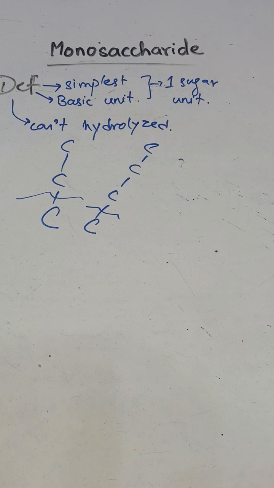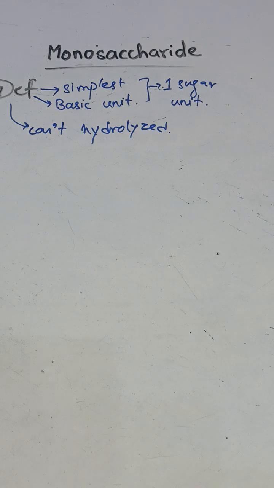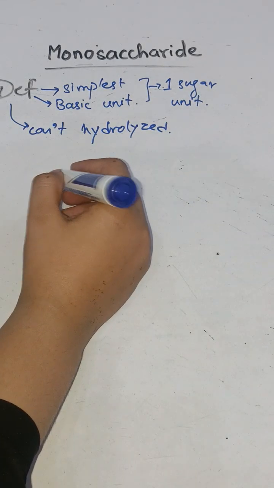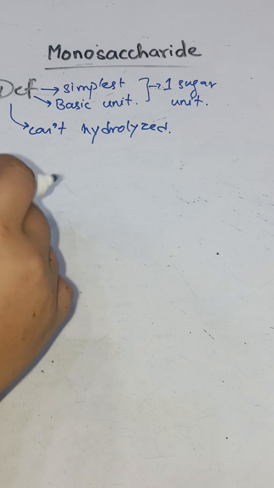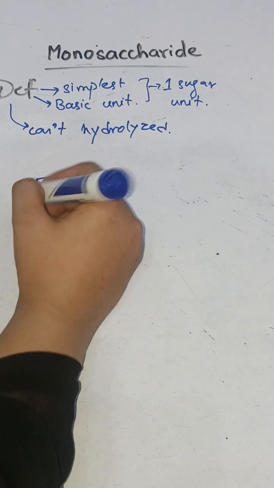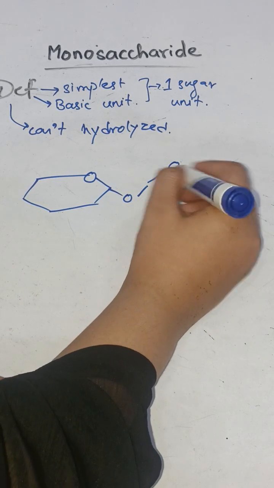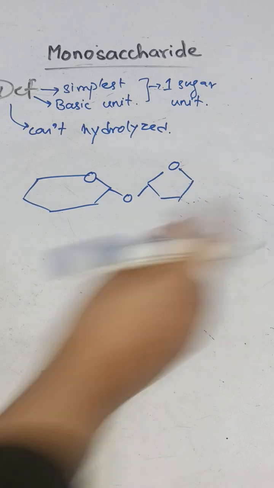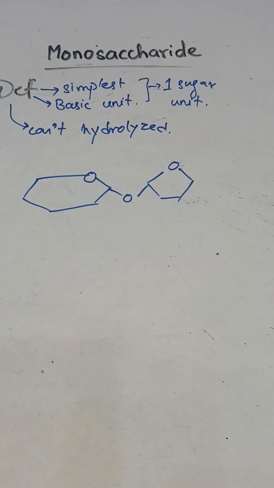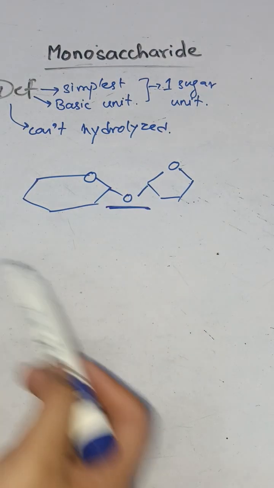While the disaccharide, the oligosaccharide or the polysaccharides can be hydrolyzed, they can be broken down. If we look at a disaccharide, what kind of bond is broken between the sugars? Like I am making a disaccharide which is called sucrose. In sucrose we have 2 sugar units: the glucose, which is linked to another sugar called fructose. So I have drawn the structure of the glucose and the fructose. These two combine with each other with a glycosidic bond. So this bond is called a glycosidic bond.